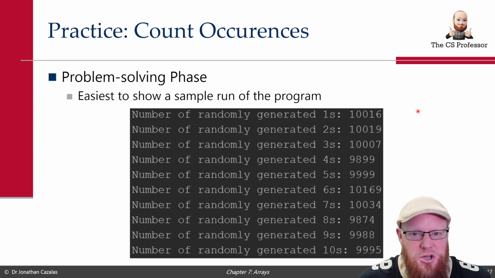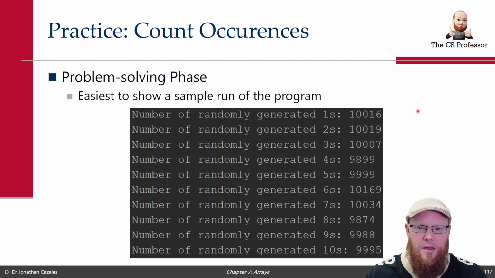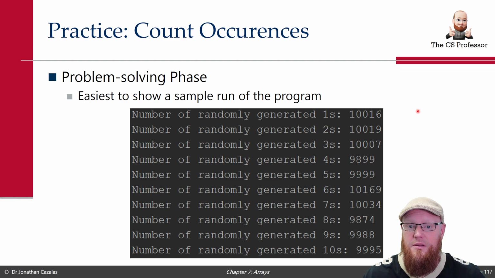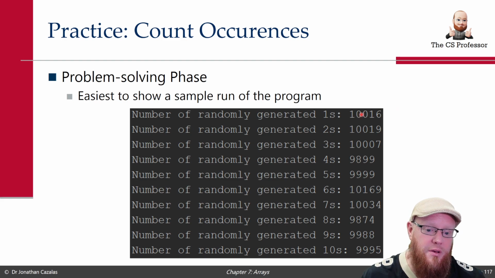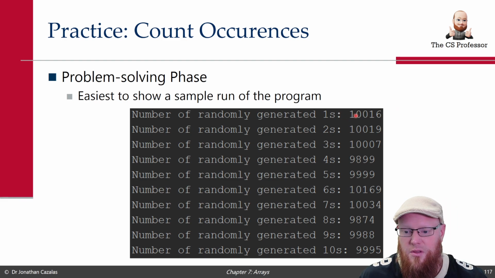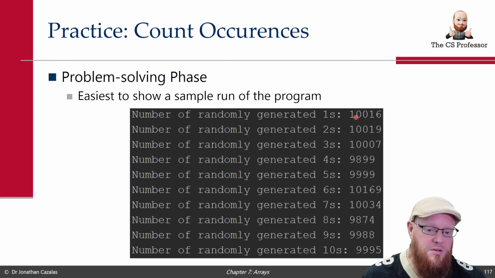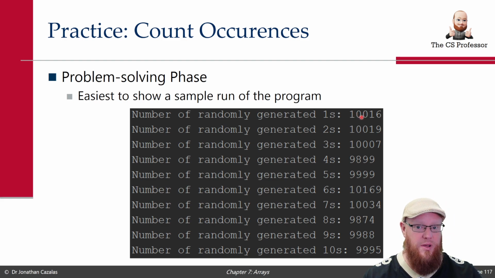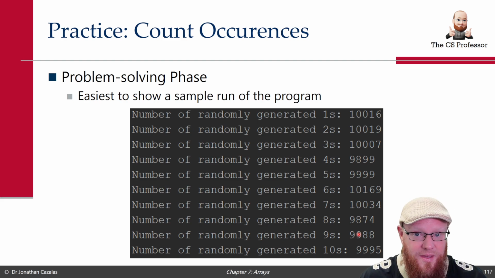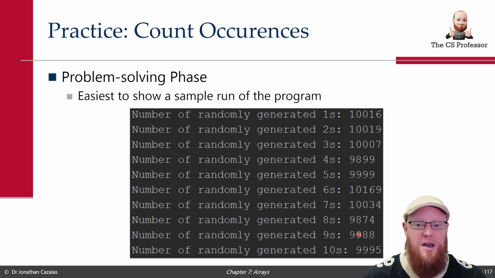how many 8s did I generate? How many times did I generate the number 8? How many times did I generate the number 7? How many times did I generate the number 1, 2, all the way up to 9 and 10? And here's the output. So we have number of randomly generated 1s, 10,016. Number of randomly generated 2s, 10,019. All the way to randomly generated 9s, 9,988. And then the number of times we generated the number 10, 9,995, with this particular random set of generated numbers.